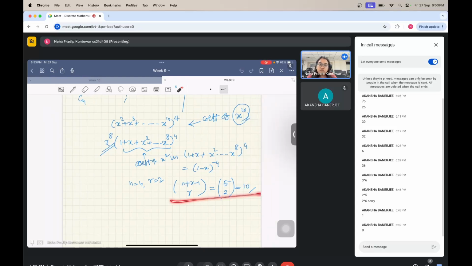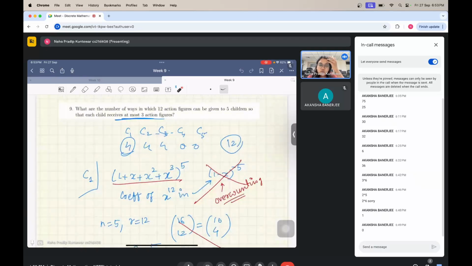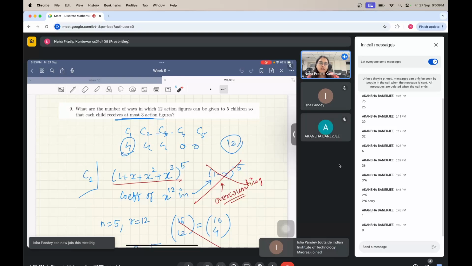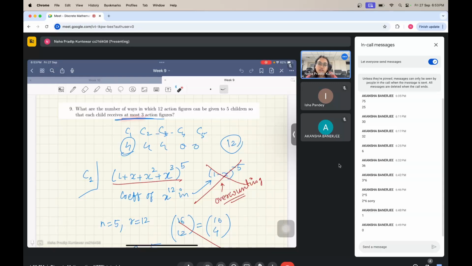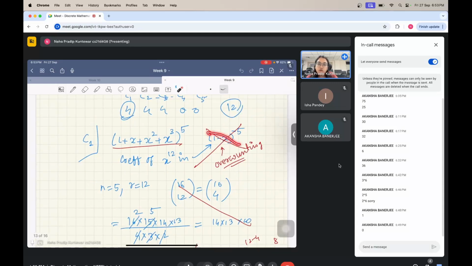So that will directly give you the coefficient, because adding more terms is not going to affect your x to the 10. But like you observed last time, if you change the question, and instead of asking at least 2, let's say you are asking at most 3, then like you observed, we can't approximate it with 1 minus x to the minus 5, because that will lead to overcounting. This is something we observed last time.